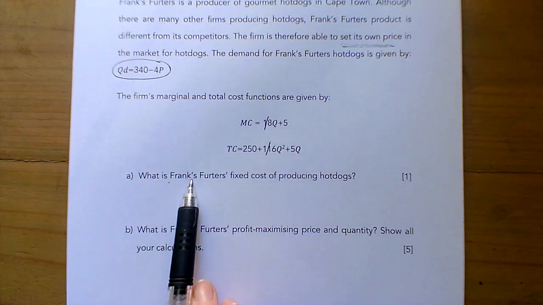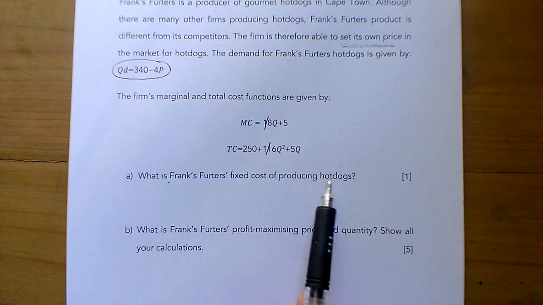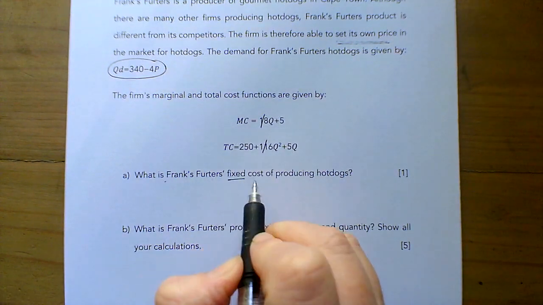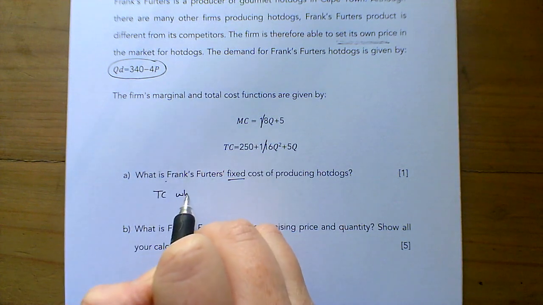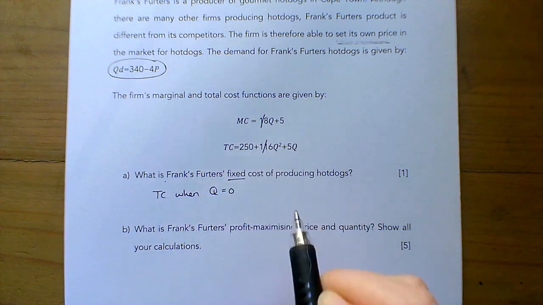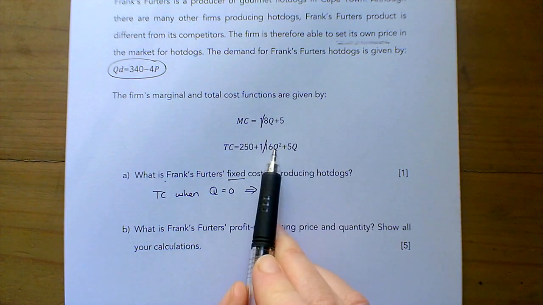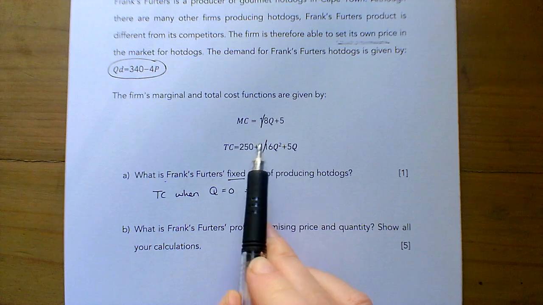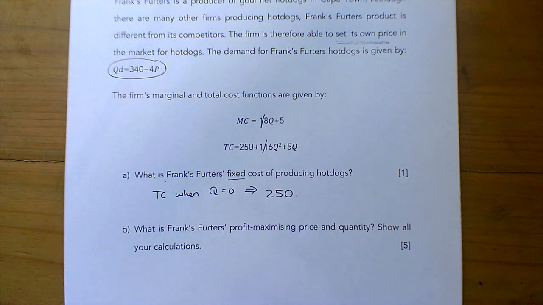Okay, so what is Frankfurter's fixed cost of producing hot dogs? Fixed cost is the total cost when output is 0. So if I put 0 in for quantities here, I get 250. So the fixed cost of producing hot dogs is 250.